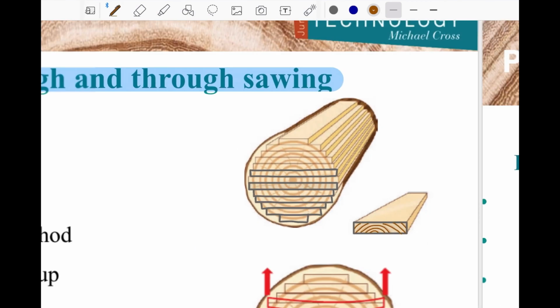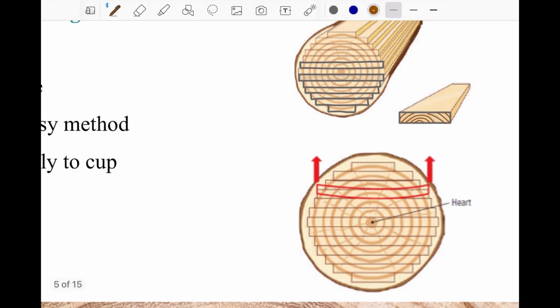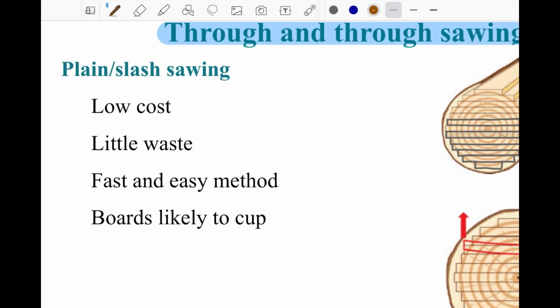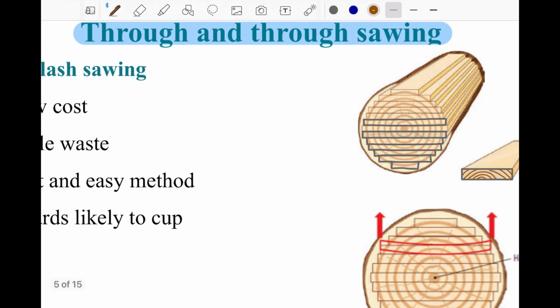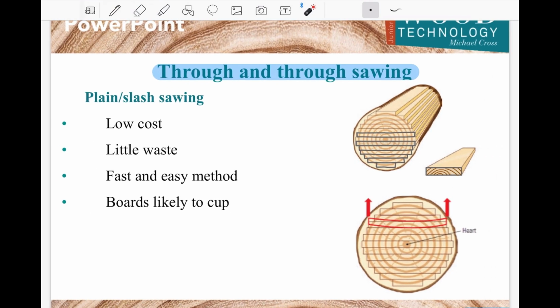Our end grain or annual rings will be quite pronounced and quite long. Now, the problem with that is that those boards will cup. I'll come back to cupping in just a second, but before I do, I want to highlight the reasons we might do through and through sawing, or what happens when we do it.